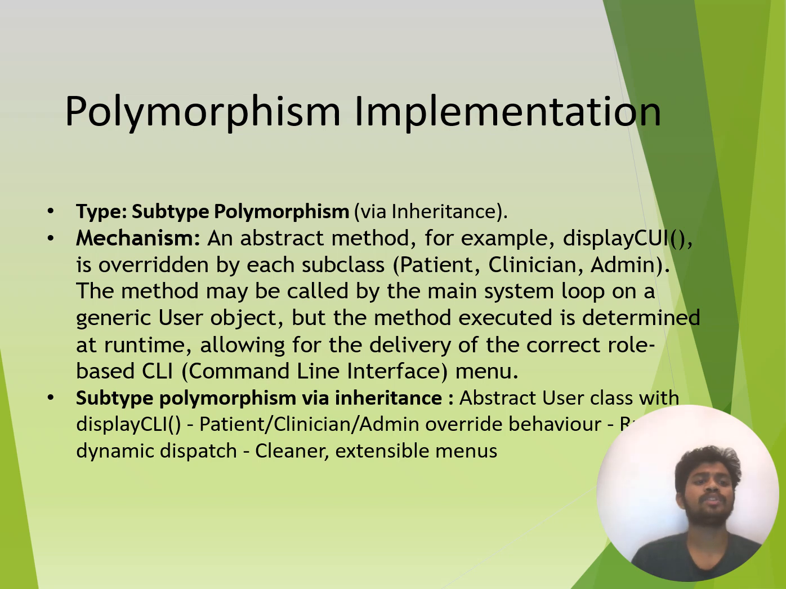As a sample, in the user parent class, the abstract method display CLI is there. The subclasses patient, clinician, and admin each provide their own implementation to show their specific CLI menu. Thus, the system is able to invoke the user.displayCLI method, and the proper menu shows up according to the real user type. Cleaner, more extensible code and easier future edition are the consequences of this.